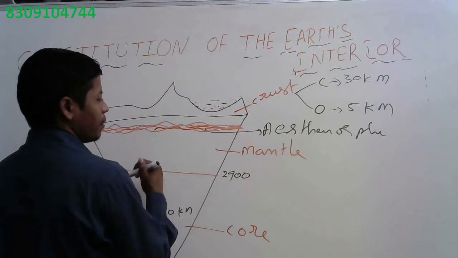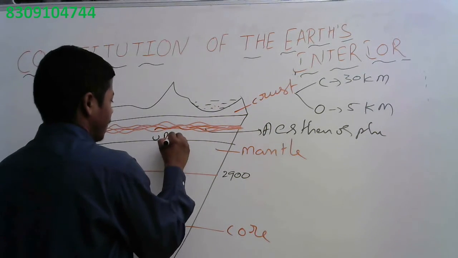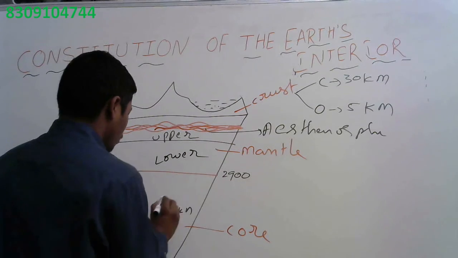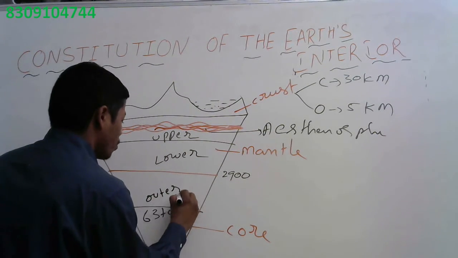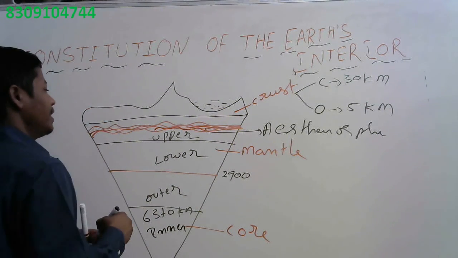The mantle contains two parts, upper and lower. The core contains two parts, outer and inner. Okay, these are the layers.